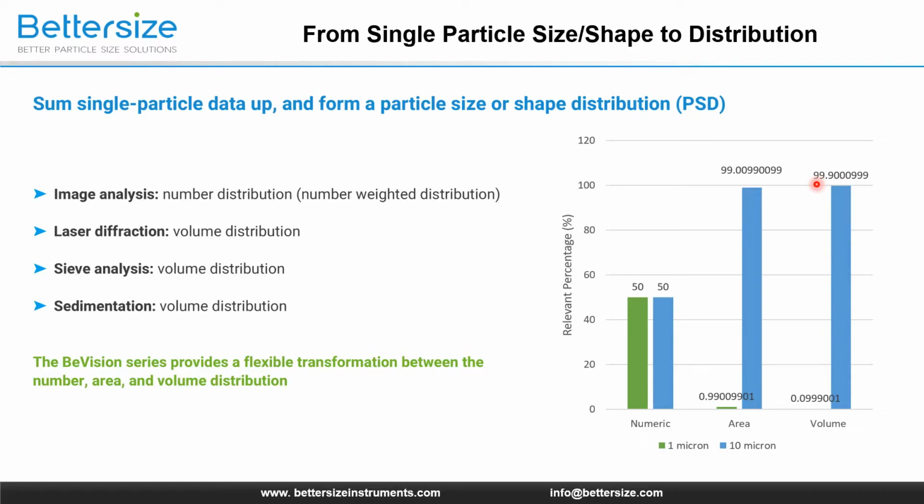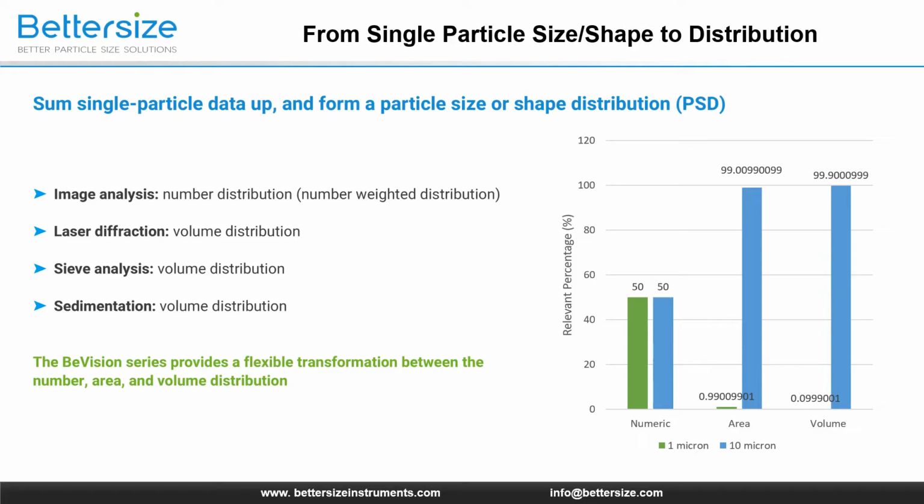As a reminder, all three types of distribution are correct. They just describe the PSD of the same sample in different ways. However, different particle sizing methods provide results in different distribution types.